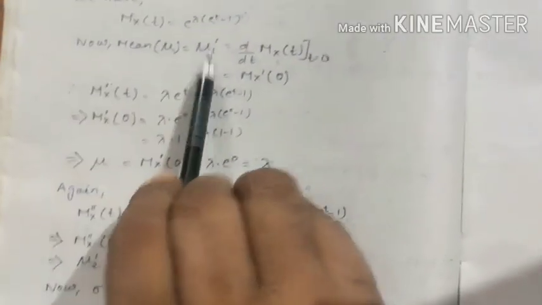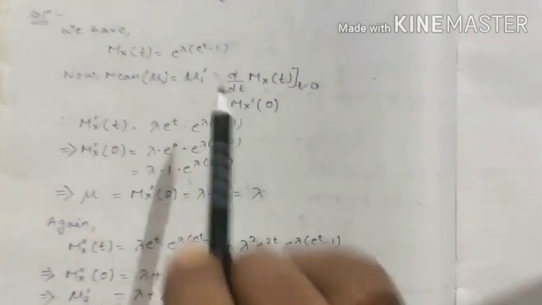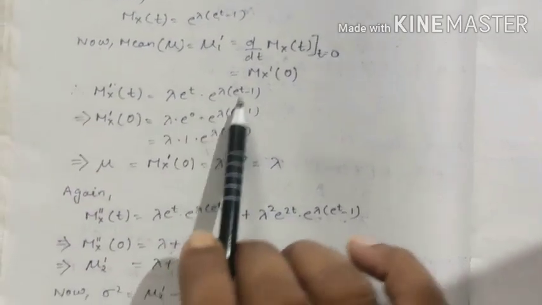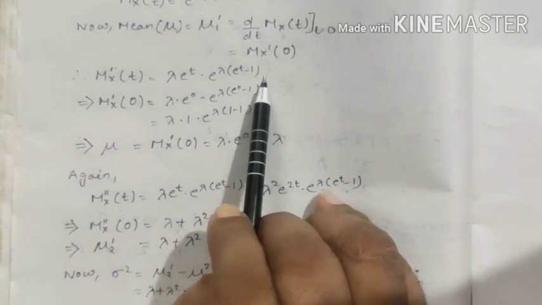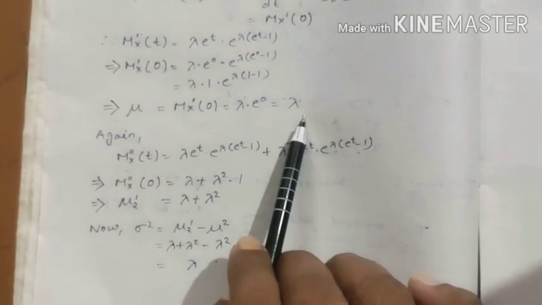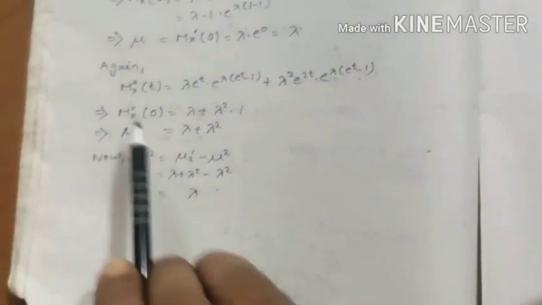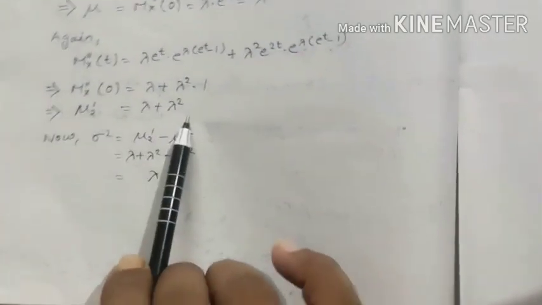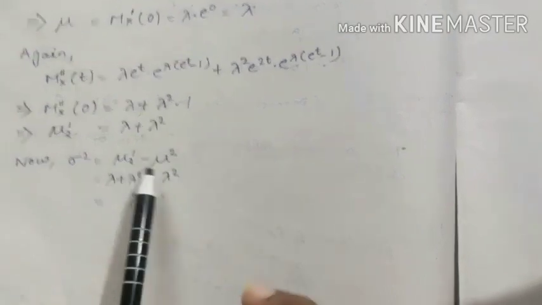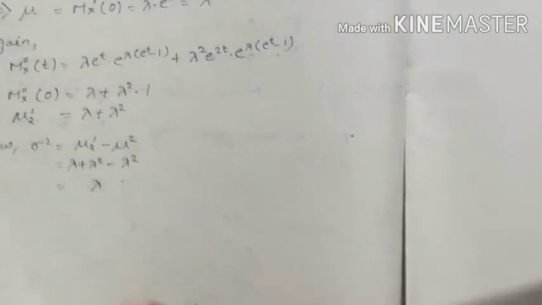So mu equals mu1 dash. You take the first derivative, M_x dash of 0: lambda into e to the t, e to the lambda (e to the t minus 1). Take the first derivative and put t equal to 0, and mu is equal to lambda. Similarly, find the second derivative and again put the value 0. So mu2 dash is lambda plus lambda square, and sigma square is equal to mu2 dash minus mu square, which equals lambda.